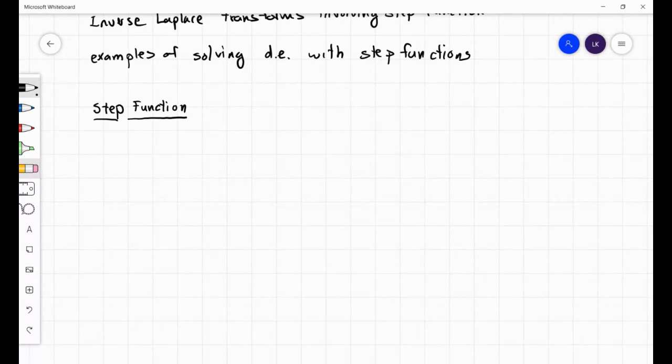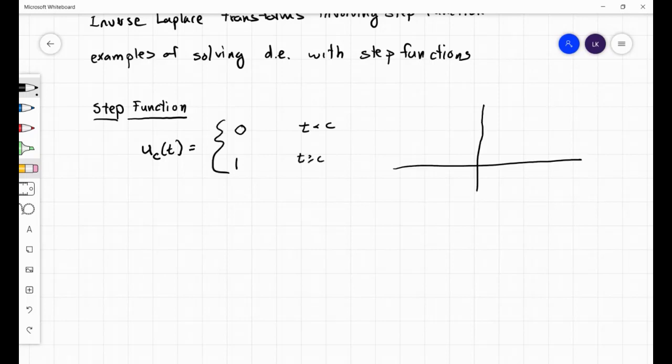So we use the letter u for a step function. We can use a subscript, say c, and so we say that the step function is 0 for times before c, and it's equal to 1 afterwards. So if this is our timeline, this is time c, the step function is equal to 0. Once we get to time c, it turns on and becomes 1. So you think of it as a permanent on switch. At time c, we go from 0 to 1.